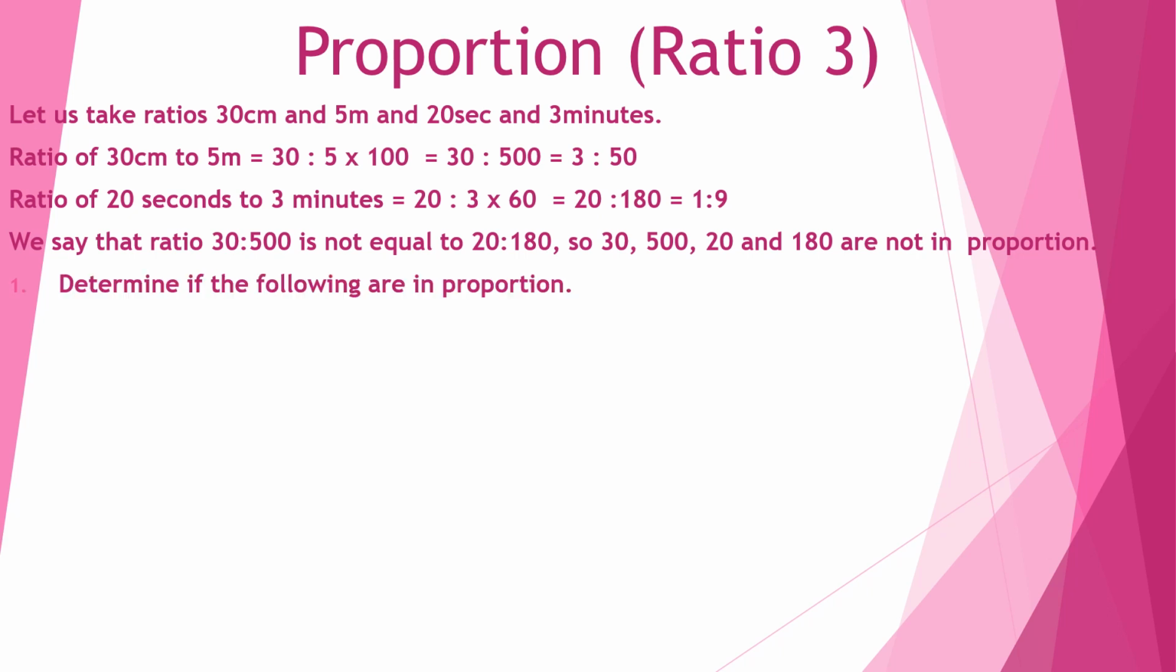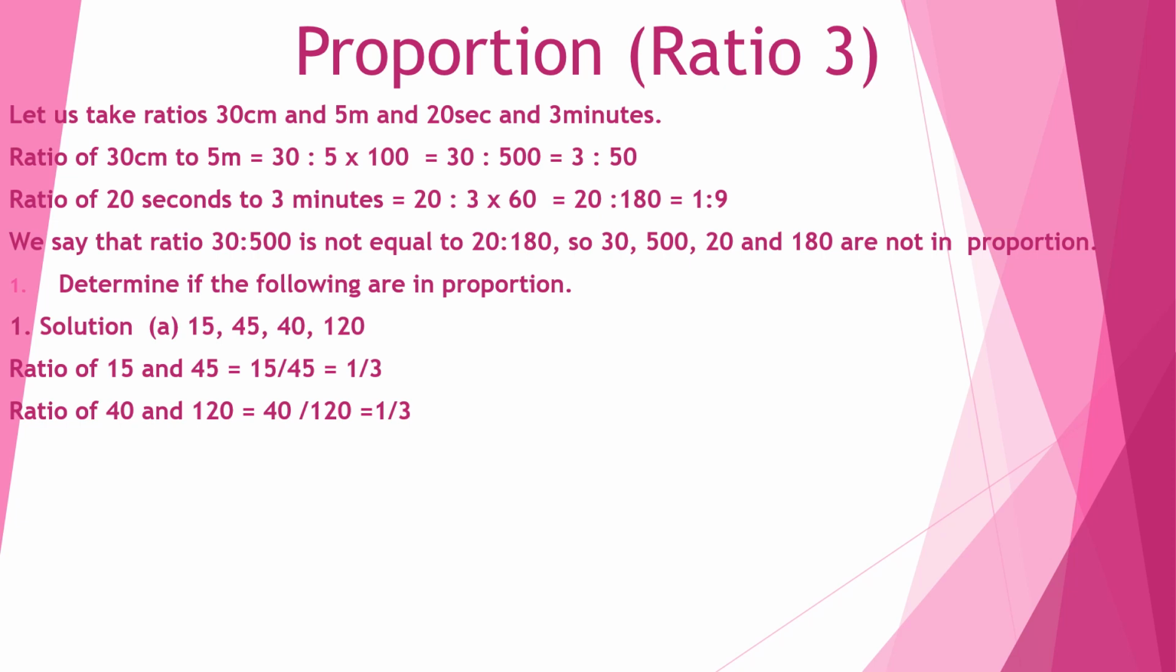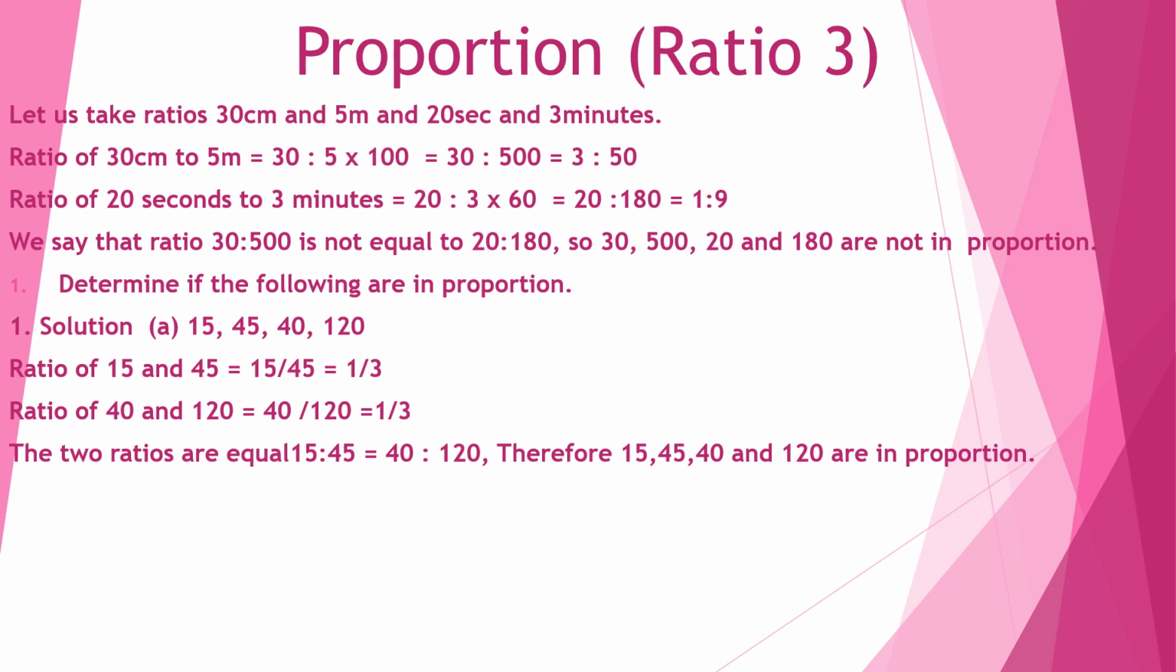Let's do some problems now. Determine if the following are in proportion. Now 15, 45, 40 and 120 are the numbers that are given. Now ratio of 15 and 45 is 15 upon 45 comes out to be 1 upon 3. Ratio of 40 and 120 is equal to 40 by 120. On simplification becomes 1 by 3. Now the two ratios are equal. 15 is to 45 is equal to 40 is to 120. Therefore, the numbers 15, 45, 40 and 120 are in proportion.